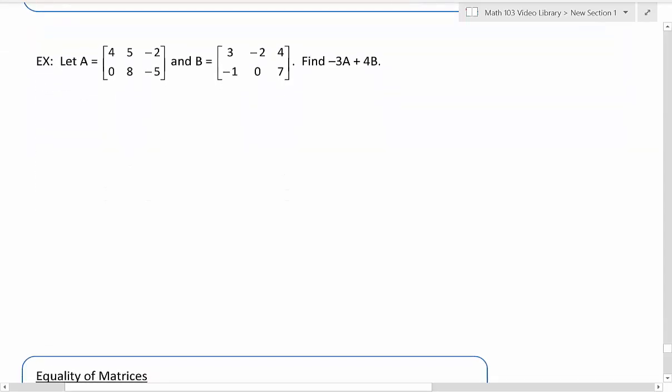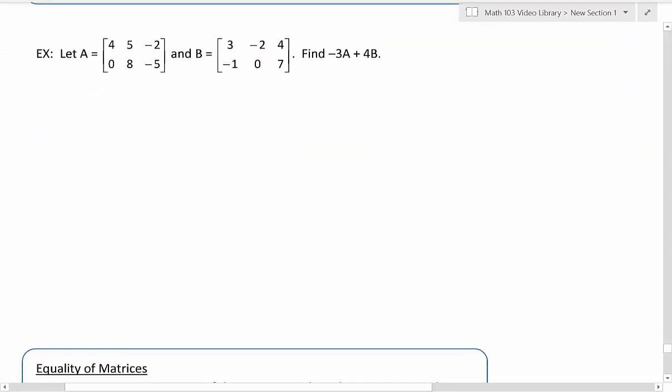This is written slightly differently. So here I've said let A be equal to this matrix and B be equal to this other matrix. And then I'm asking you to find negative 3A plus 4B. That is the linear combination. So I'm just going to rewrite this by putting the actual matrices in place of the A and the B. So this is negative 3 times our matrix A, and I'm going to write it out, plus 4 times our matrix B.